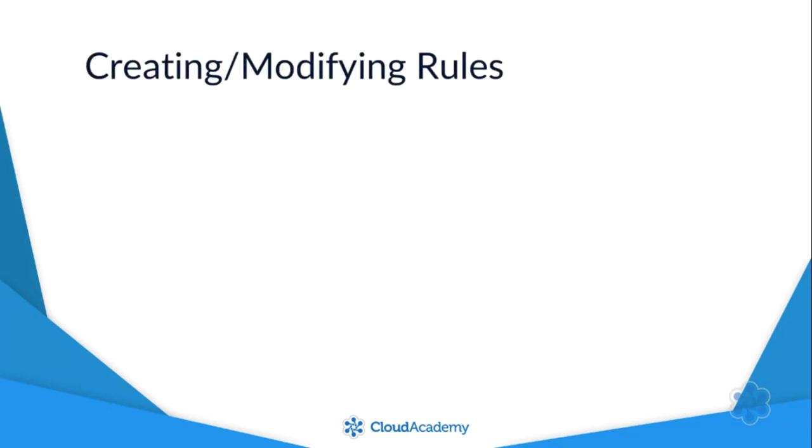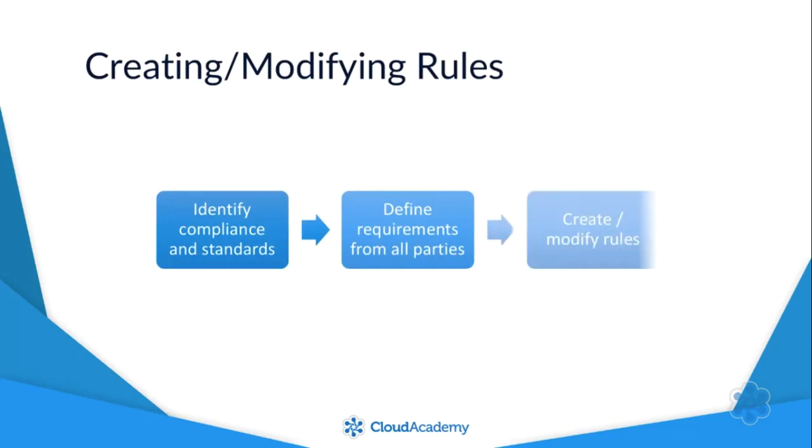Before creating, modifying and configuring your config rules, you should first identify what compliance and standards that you need to adhere to. Define the requirements from all parties, but remember, there is a limit of 50 config rules per region before you need to contact AWS to request an increase.